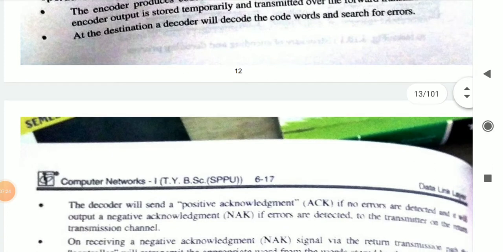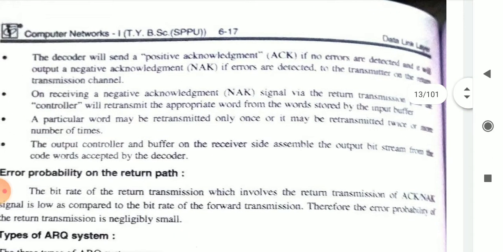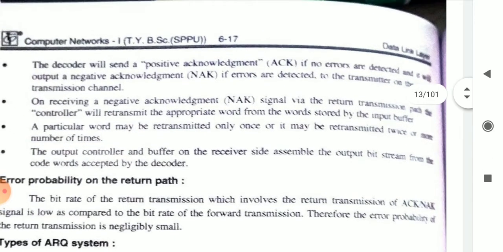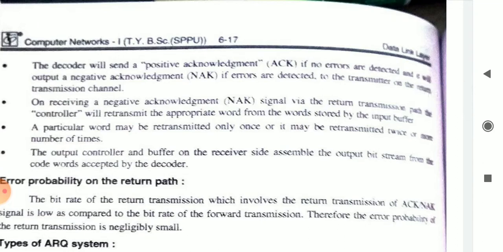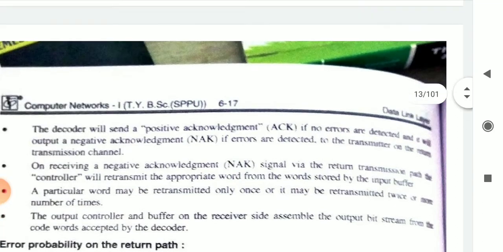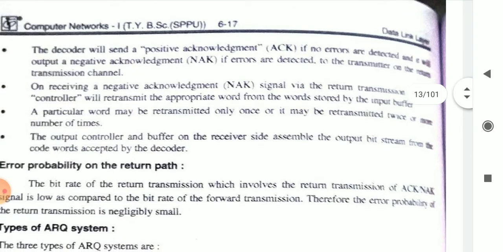Okay, see, the decoder will send a positive acknowledgement, ACK, if no errors are detected, and it will output a negative acknowledgement, NAK, if errors are detected. ACK is nothing but a positive acknowledgement. NAK means negative acknowledgement. If errors are detected, then it can send a NAK to the transmitter.